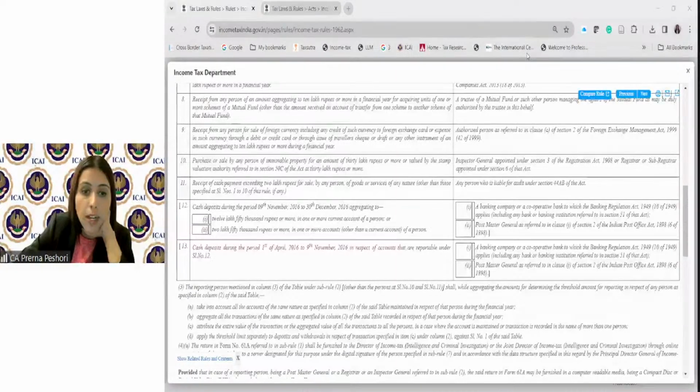And in case you have not revised the charitable trust and the VDAs, the equalization levy, please revise that as well.